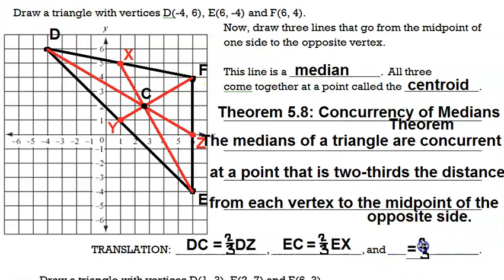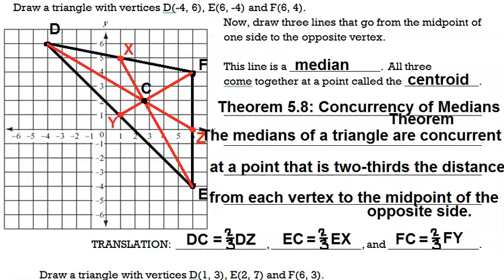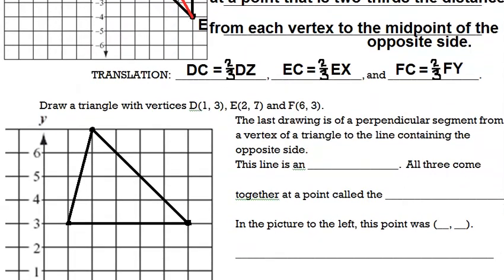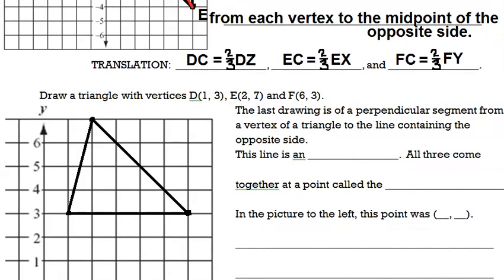And last but not least, if we looked at the third one, we could see that the distance from F to C is 2/3 of that entire distance as well. So it's a 2/3 relationship, 2/3, 1/3. And if you're only looking at the parts, you could say that one part is twice as big as the other.